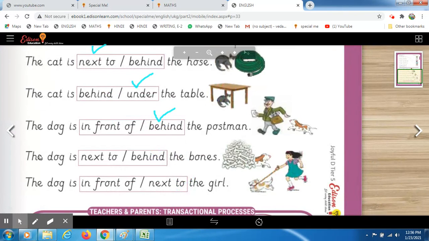Here also the dog is dash the bones. dog कहाँ है? bones के पीछे है, right? So the dog is behind the bones. Where is the dog? Behind. These are the bones और dog का है? bones के पीछे है. next to तो नहीं है. Dog is behind the bones. bones के पीछे है, right?